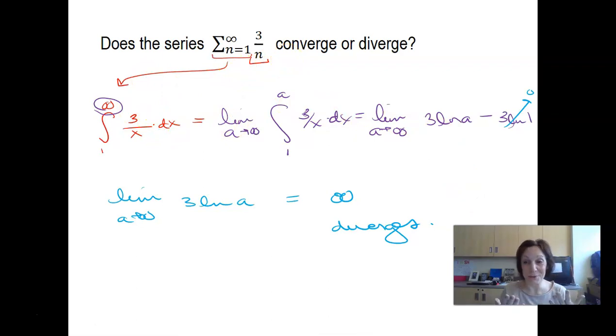Convenient if it's a simple integral. Not so convenient if it's a non-simple integral. Impossible if there's a factorial. As soon as you see a factorial, integral test is out. I don't know the integral of x factorial.